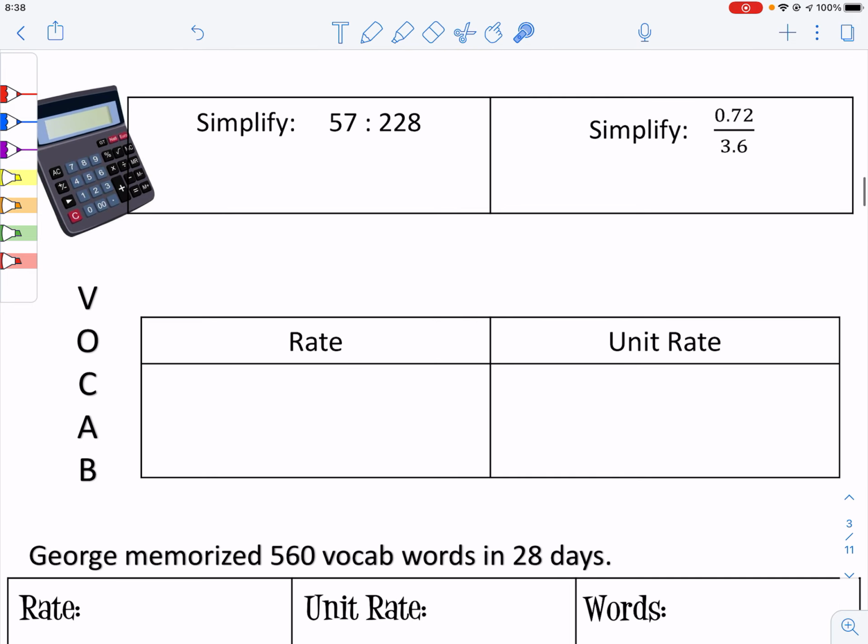All right, for your next part, I do want to talk about how to simplify these ratios that I give you. One thing I want you guys to notice is if I give you a ratio with a colon in the middle, or if I give you a ratio as a fraction, please write it the same way I give it to you. So if I give you 57 colon 228, then when you write your final answer, use a colon with it. And I'm just going to show you guys how you can simplify these, and it has a calculator next to it because I want you guys to use a calculator to simplify them.